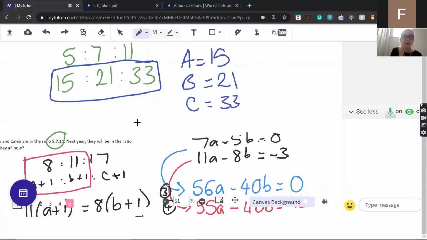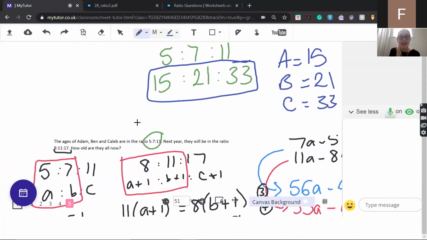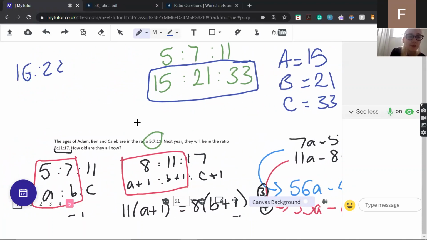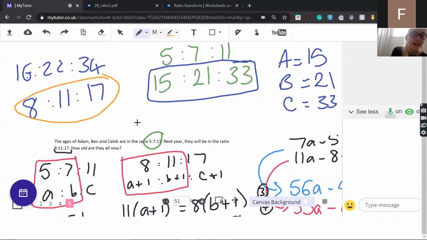And if you want proof of this, let's think about next year. They're going to be 16, 22, and 34. Sorry, Caleb's also aged. He's not some sort of weird non-aging person. And this ratio, if we divide everything by 2, is equivalent to 8 to 11 to 17. And that's the ratio that we were given there.